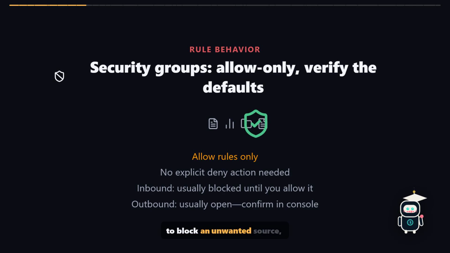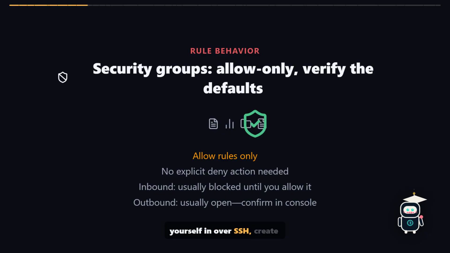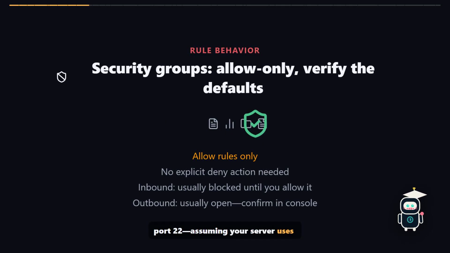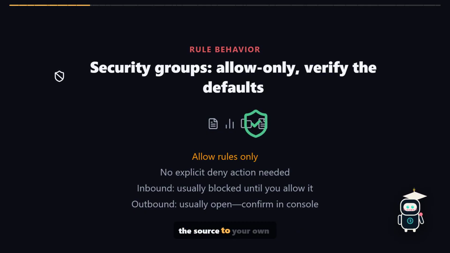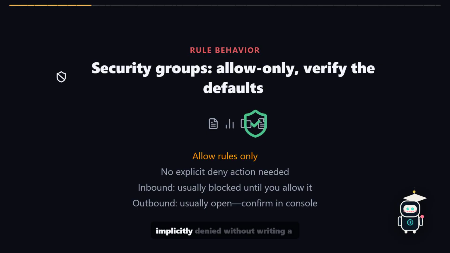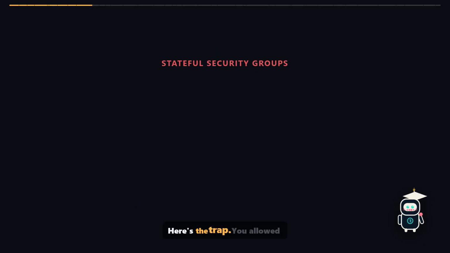So to block an unwanted source, allow only the sources you trust. For example, to let yourself in over SSH, create one inbound rule for TCP port 22, assuming your server uses the default SSH port, and set the source to your own public IP or a narrow trusted range. Everything else is implicitly denied without writing a single deny rule. Here's the trap.